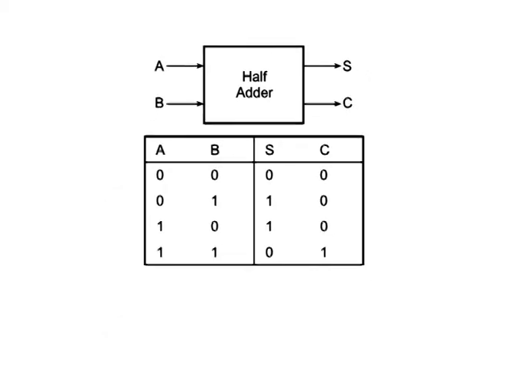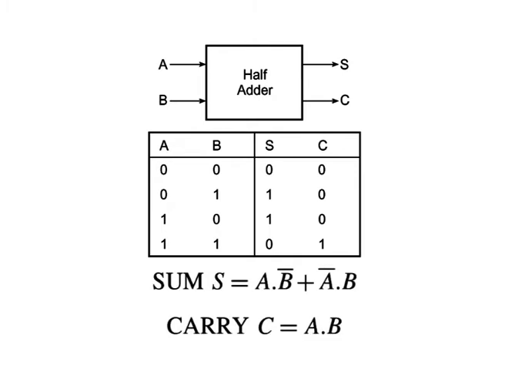The Boolean expressions for the sum and carry outputs are given by the equations: sum S is equal to A dot B bar plus A bar dot B. Carry C is given by A dot B. The first one, representing the sum output, is that of an XOR gate. The second one, representing the carry output, is that of an AND gate.